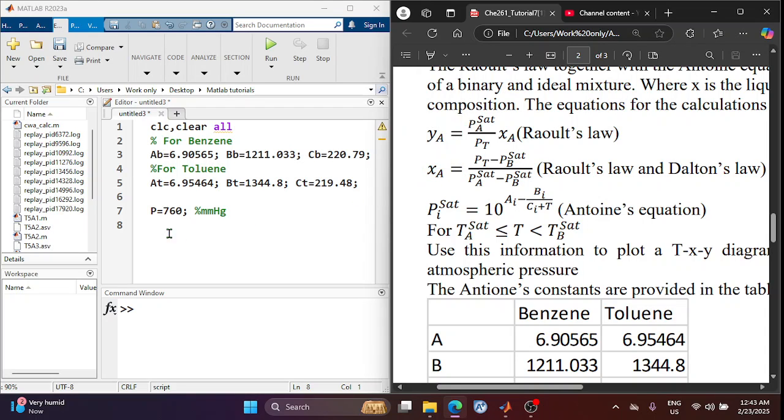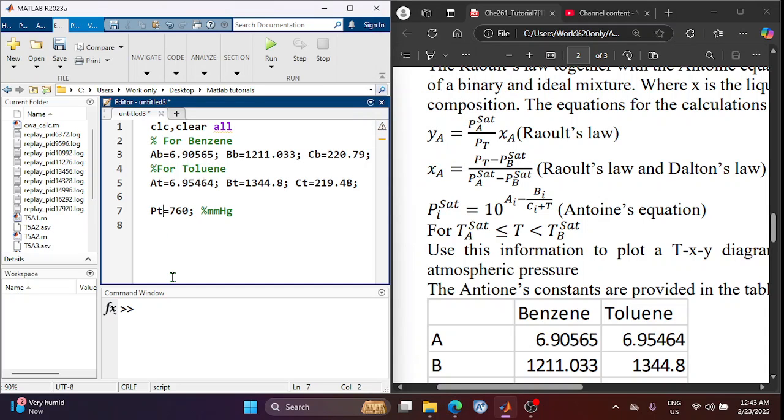So we'll take it bit by bit. Let me make this PT instead of P, a capital T, so that we can all relate to that. Now, let's write the expression for PB sat and PA sat. PA is for benzene, PB is for toluene. Right?